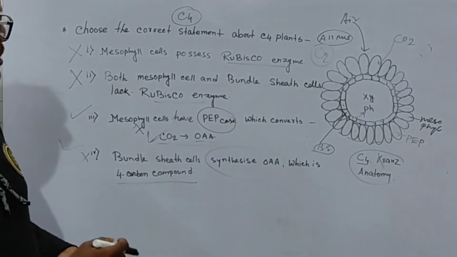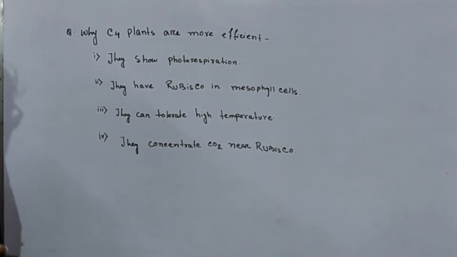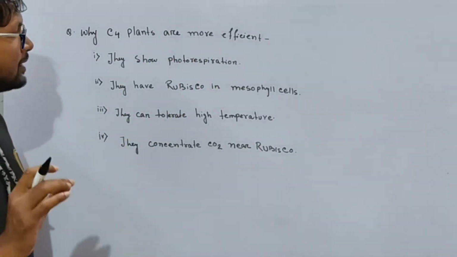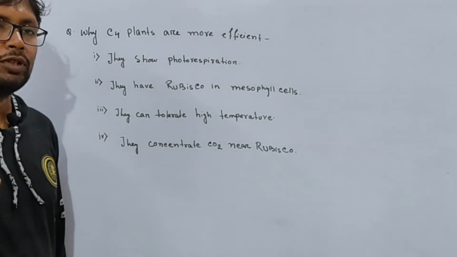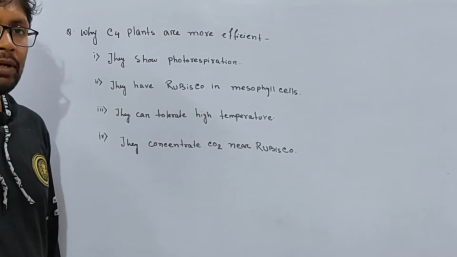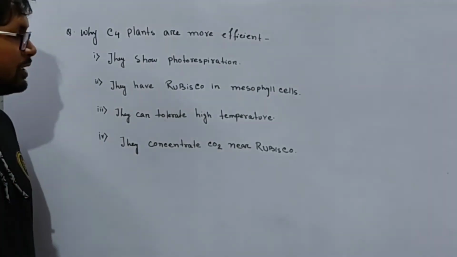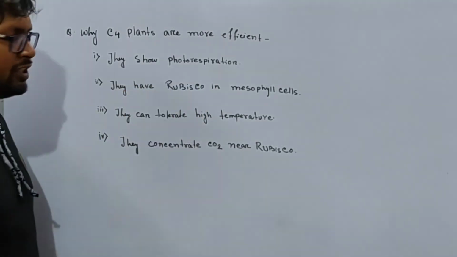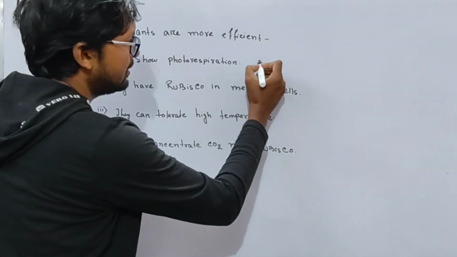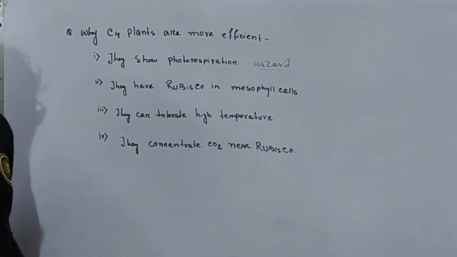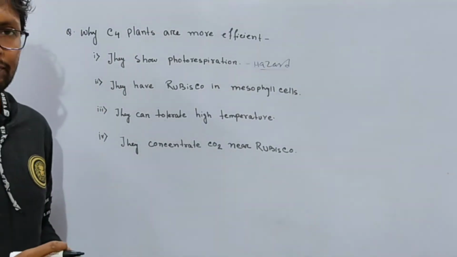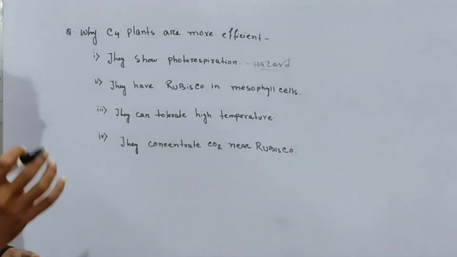Another analytical question: why are C4 plants more efficient? We know that sorghum, sugarcane and maize have higher productivity. And why is this kind of productivity present here? They show photorespiration. Photorespiration is a hazardous process, that is, it inhibits the ability to absorb carbon dioxide.